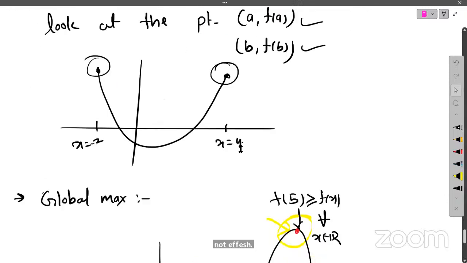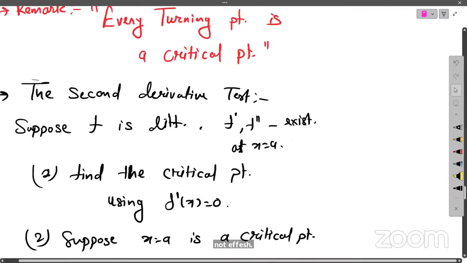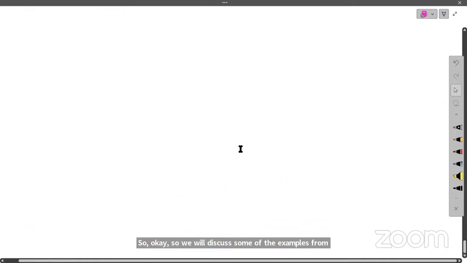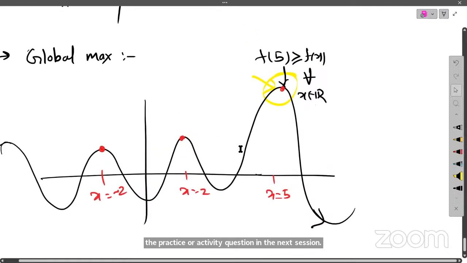So, okay, we will discuss some of the examples from the practice or activity questions in the next session. For now, the theory part is clear. Okay, is there any doubt in the theory part?